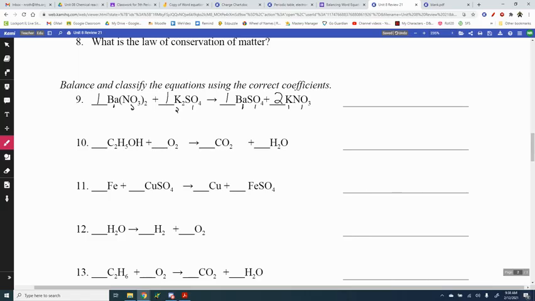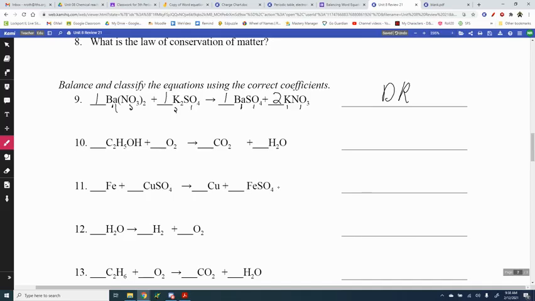So next, we have to identify this. This is a double replacement reaction. And the reason it's a double replacement reaction is because the Ba switches places with the K. The NO3, excuse me, switches places with the SO4. So the Ba then bonds to the SO4, and the K bonds to the NO3. Both of them switch places, and that's what a double replacement reaction is. Two different parts switch places, okay?